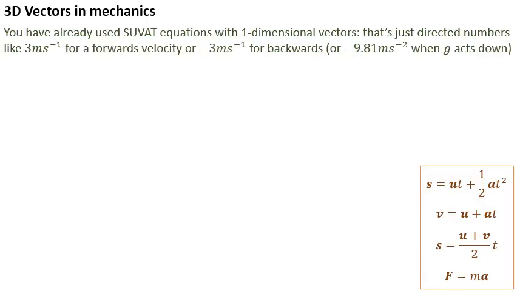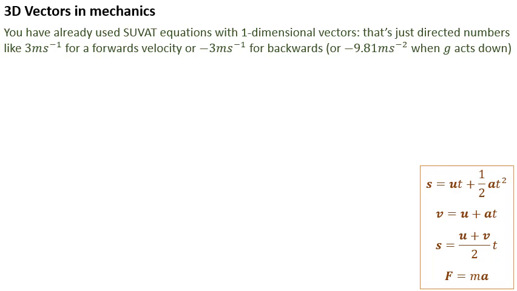Right, let's try an example. Let's have a quick look back and remind ourselves of the suvat equations we've talked about. We've already used them in the context of what I would think of as one-dimensional vectors, in other words, directed numbers. It's a fancy word for numbers that include negatives. So if you're allowed negative numbers, you are effectively introducing a complete directional system. You can go forwards and backwards. You can go up and down.